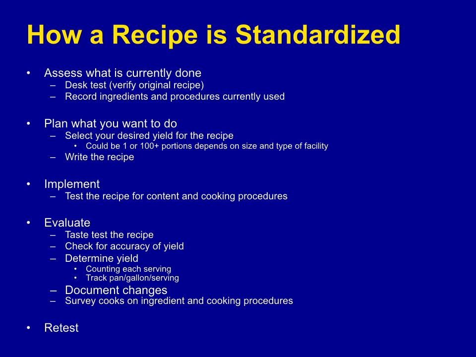Then we implement it. We test the recipe and we make sure any adjustments that we've made to it actually work. And we know that they work because we evaluate them. So there may be a taste test, we check for the accuracy of the yield, and then we document any changes that may happen. And then we retest it. So standardizing a recipe is really about testing and retesting many times until the recipe is perfect.